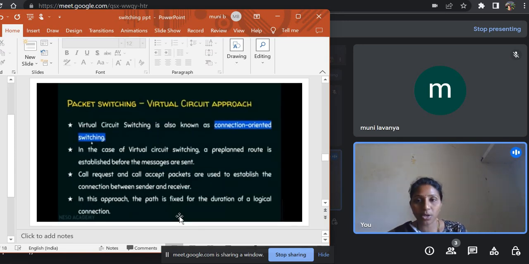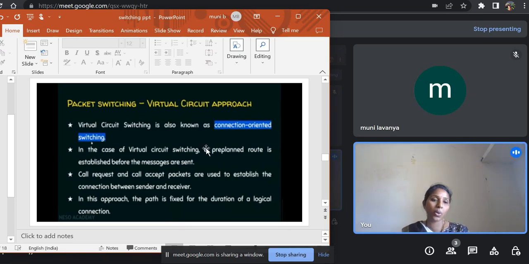How is it in the virtual circuit approach? We know what a circuit switching technique is. In that circuit switching technique, it has a dedicated path. Similar to that, in packet switching also, it is going to be connection oriented. It is a virtual circuit. Why? Because it is going to establish the connection logically. So virtual circuit switching is also known as connection oriented switching.